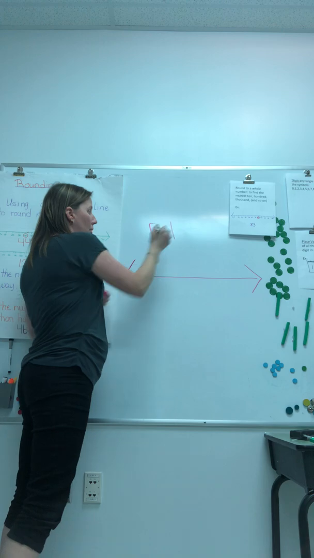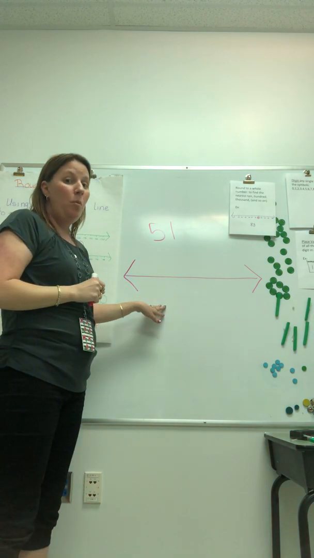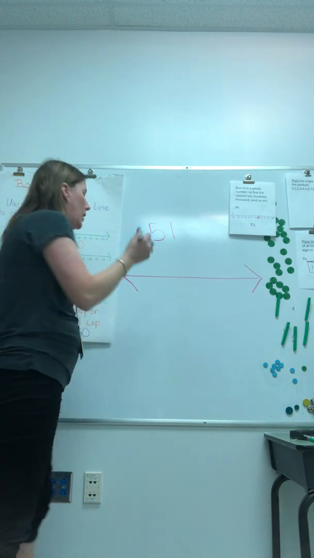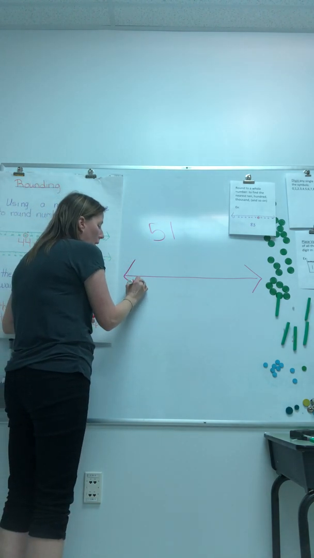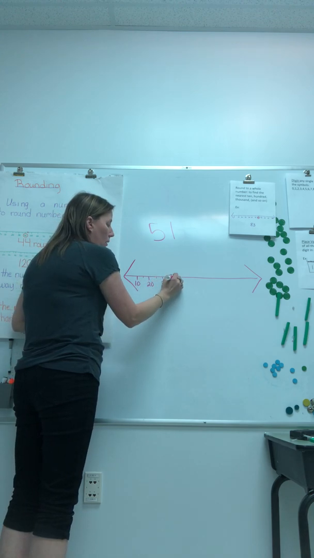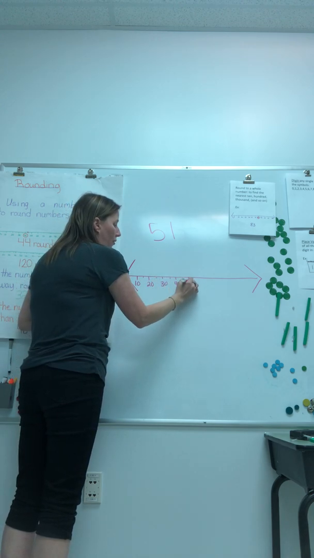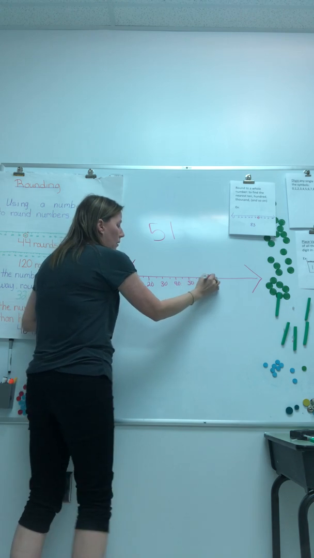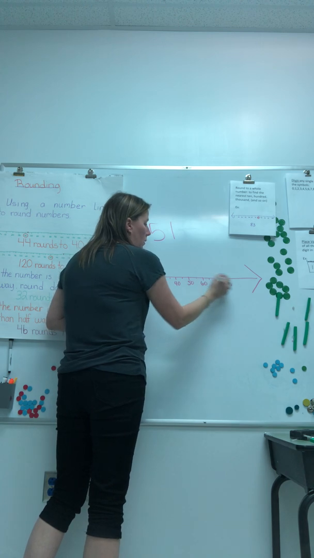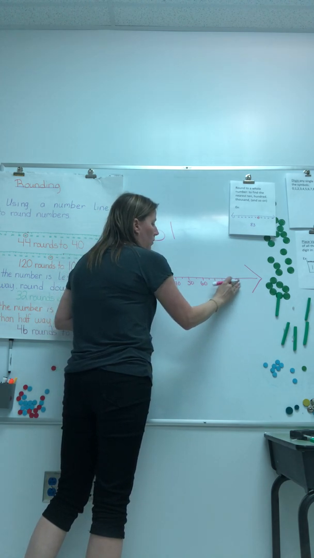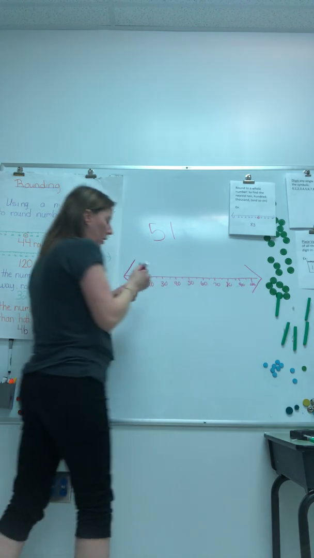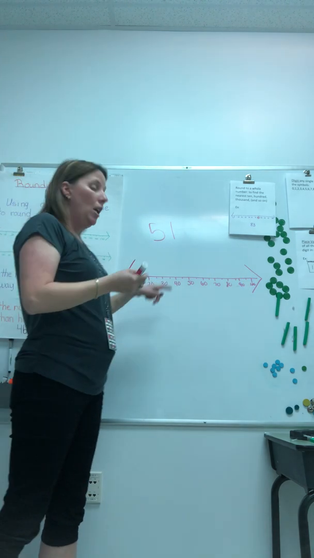So let's start with the number 51. So 51 has numbers in the tens place, so that's how I'm going to number my number line. The first number I'm going to put on my number line is 10, and then 20, and so on. So 30, 40, 50, 60, 70, 80, 90, and 100.